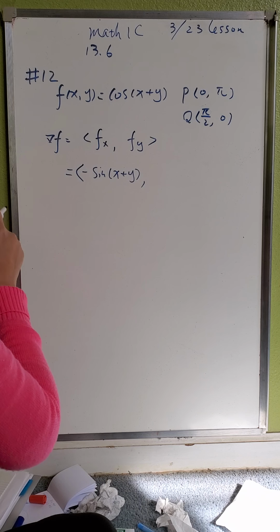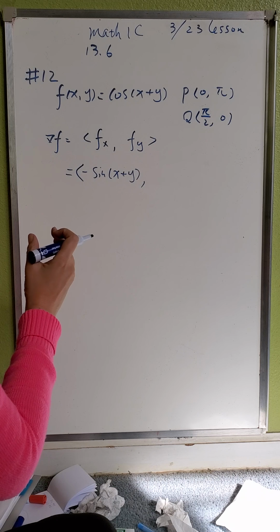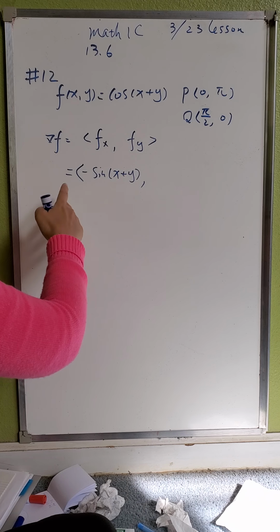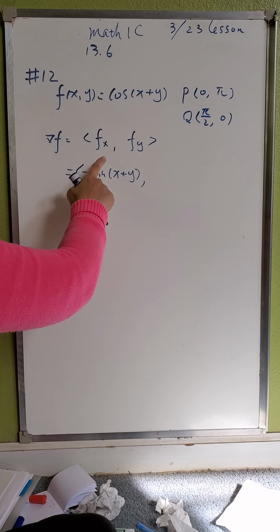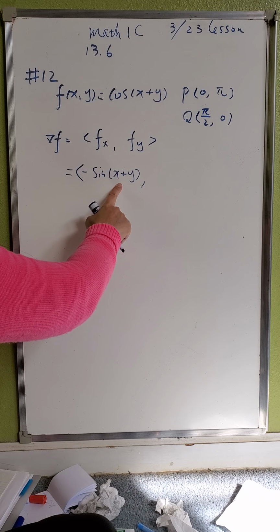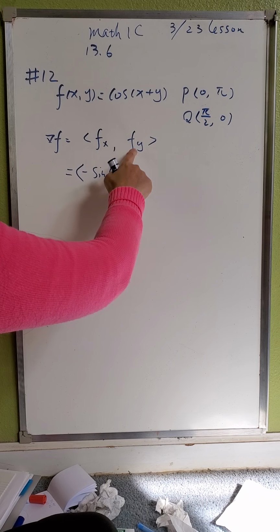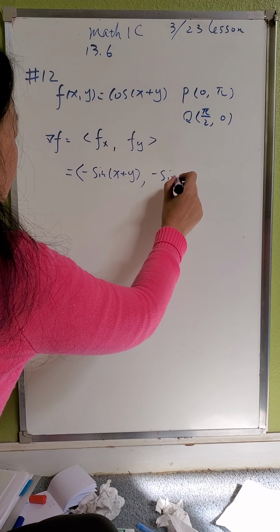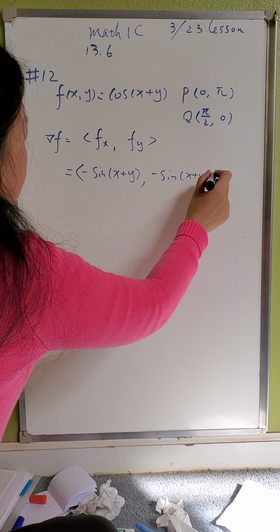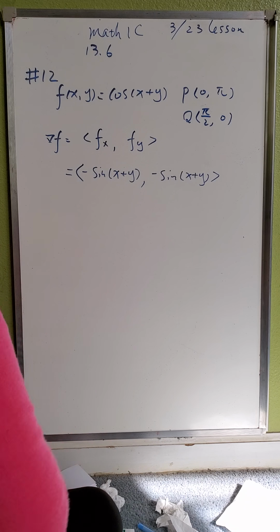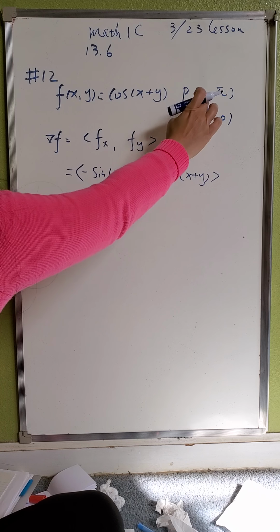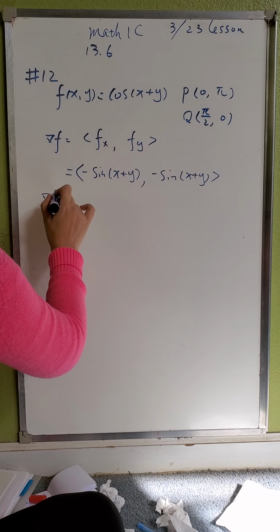Chapters 11 and 12 have some of the information we use, and we will use it in this problem also, so you shouldn't forget about it. So f sub x is negative sine of xy, and f sub y will also be negative sine of xy. Then you can use either one of the numbers to put inside. I put in (0, pi). You can put in any number.